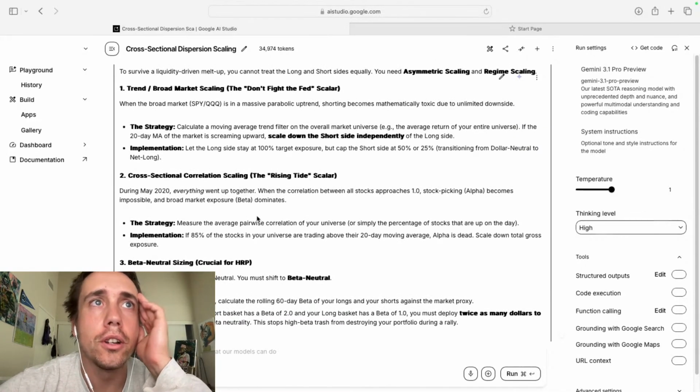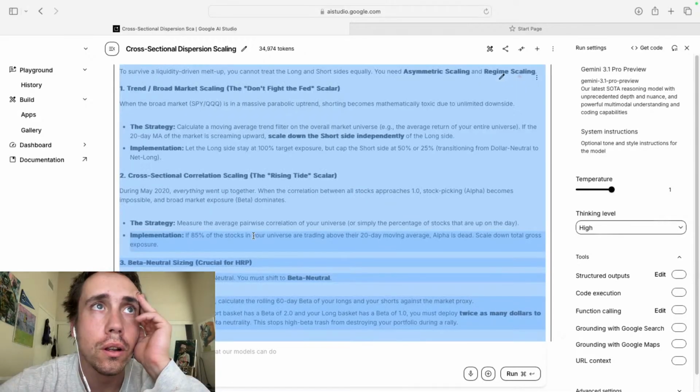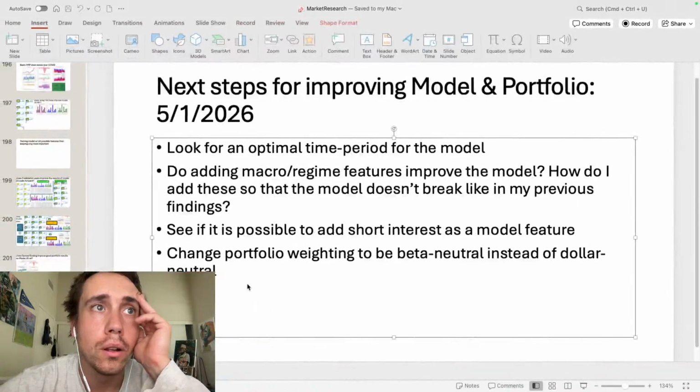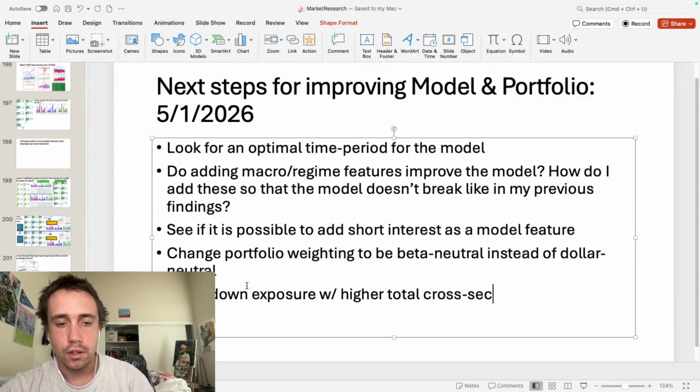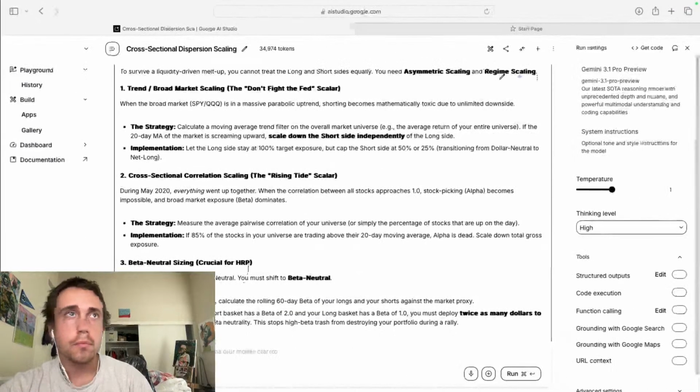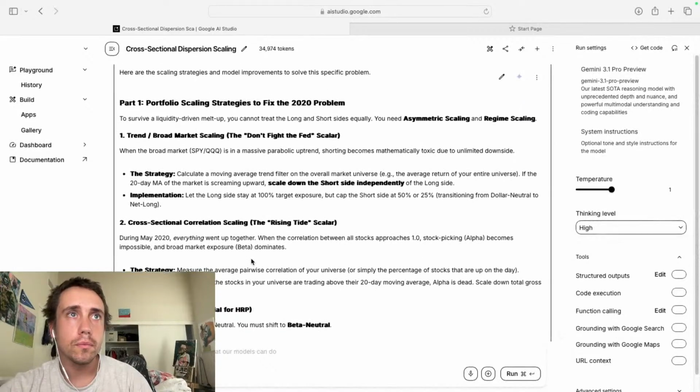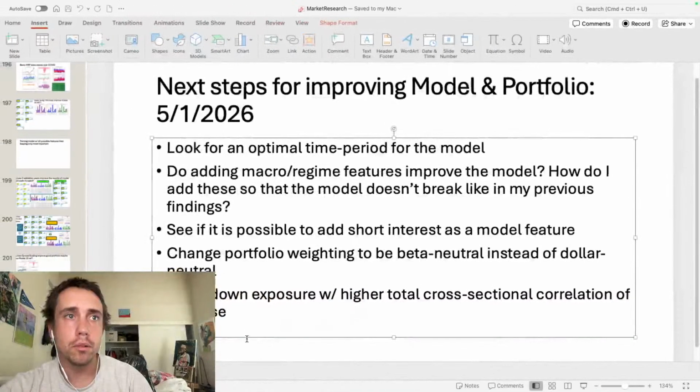Measure the average pairwise correlation of your universe. Scale down exposure with higher total cross-sectional correlation of universe. Scale shorts and longs according to market trend.